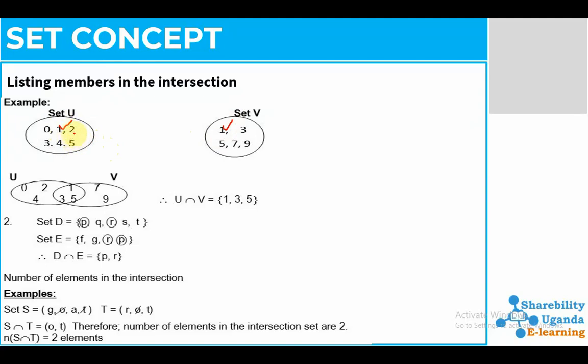We also come to another number. Do we have a 2 in set U? Do we have it in set V? The answer is no. Okay, we have a 3 in set U. Do we have it in set V? The answer is yes. So we tick this. We also tick this because they are in set U and in set V. Come to a 4. Do we have a 4 in set V? The answer is no. We shall not tick.